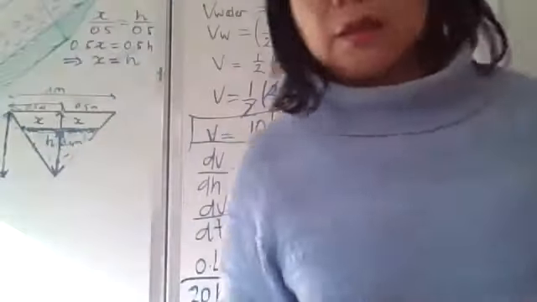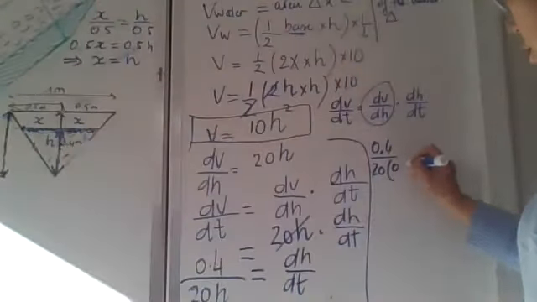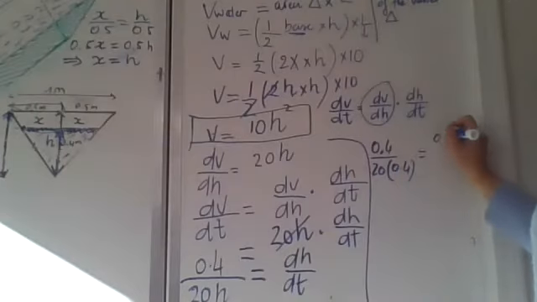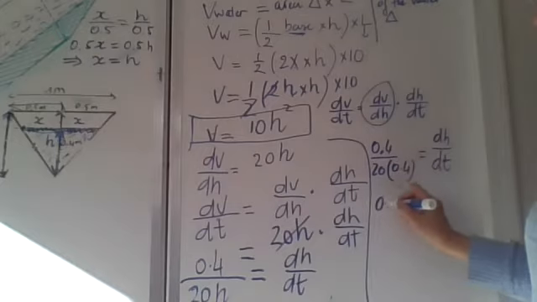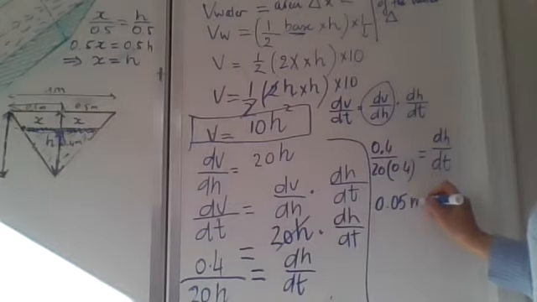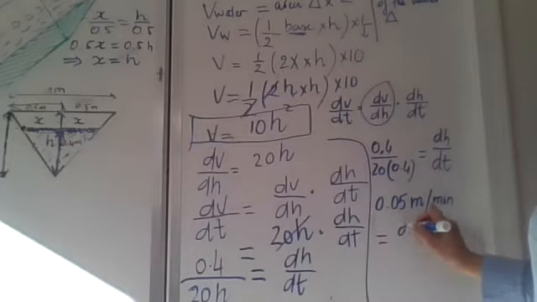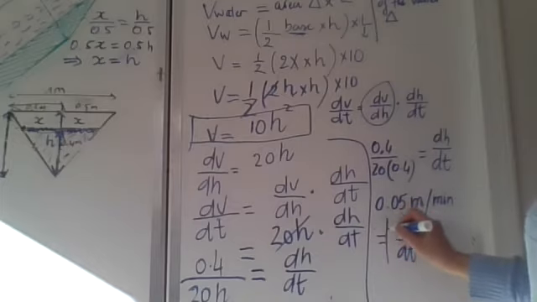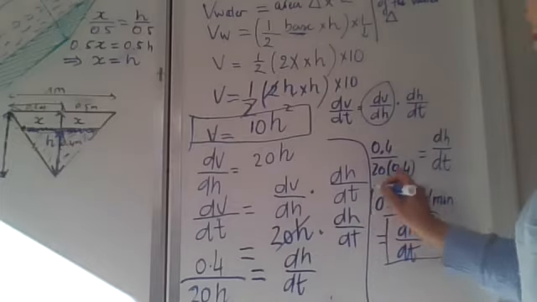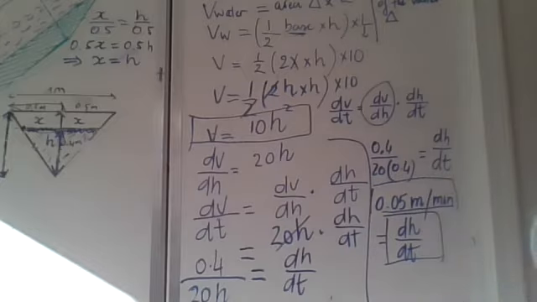So I'm going to substitute in here: the number times 0.4 equals dH over dt. And this number divided, you will get 0.05, and the unit is what? Meter. How fast is the water level rising? Meters per minute. And that is the answer for our dH over dt. So I hope you understand this, right?